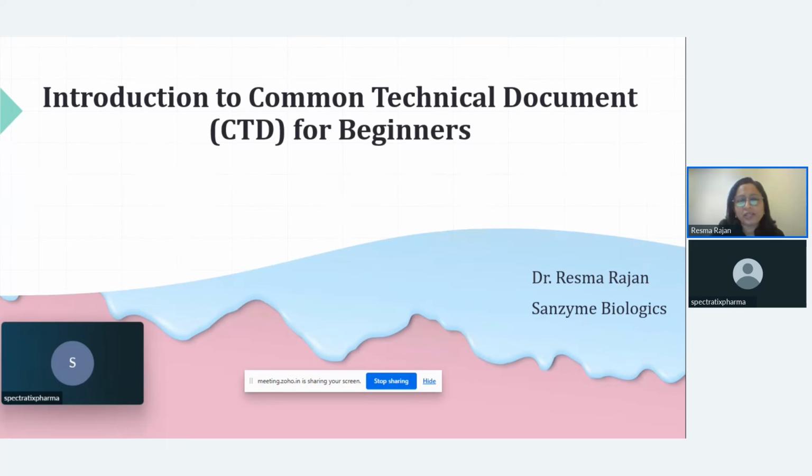I'm going to give an introduction to the common technical document, that is CTD. This is for a beginner level. When a manufacturing company manufactures a product, they will be seeking permission to sell the product in the market. To sell the product, they should have approval from the regulatory authority. For example, if I have to sell a product in India, I have to get approval from CDSCO. DCGI is the authority who will give the permission to sell, commercialize the product.